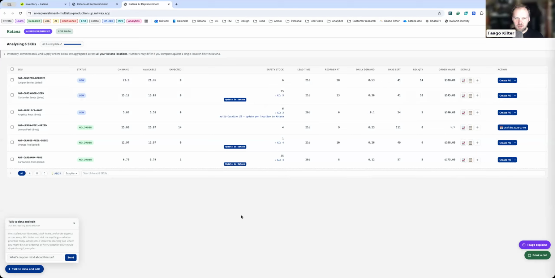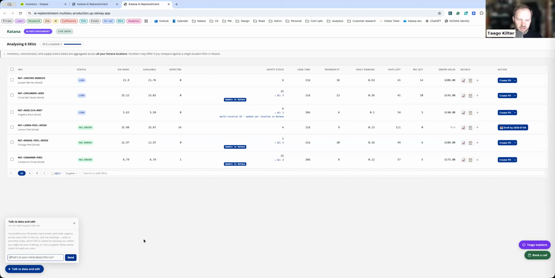The biggest thing about the AI replenishment is that any tool looking at history, looking at your current demand, looking at your expected orders, knows what is stored in the system. None of it knows what is in your head. None of it knows what is going to happen with your marketing campaigns. So this is why we actually have the talk to data and edit option here.